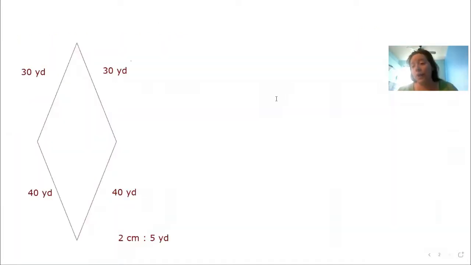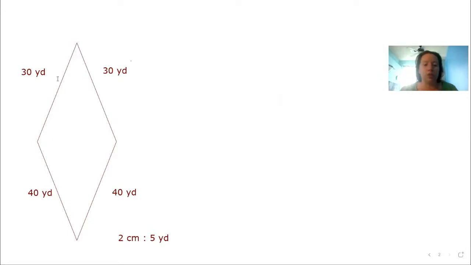Okay, so we're going to do a what if scenario here. I know that this is actually a perfect diamond, and as such, all of these are exactly the same length. I'm pretending that it's a kite, though.